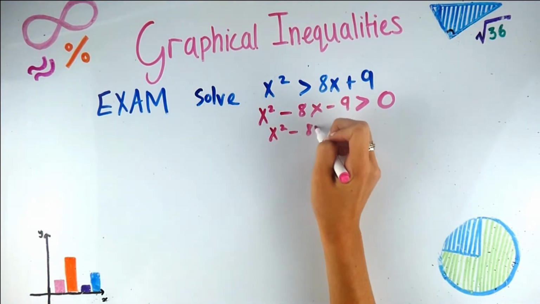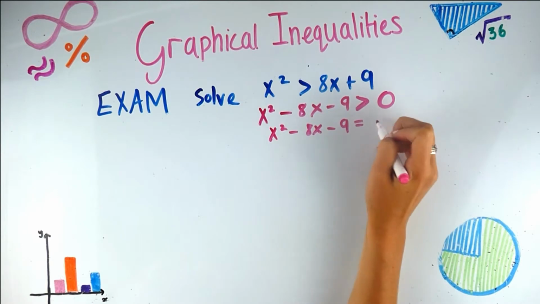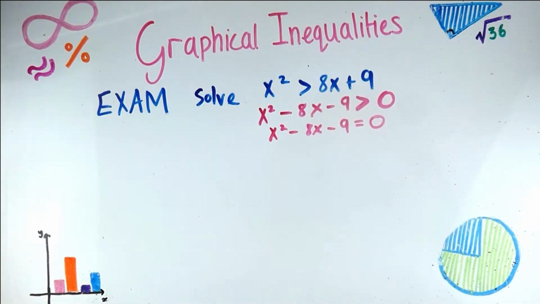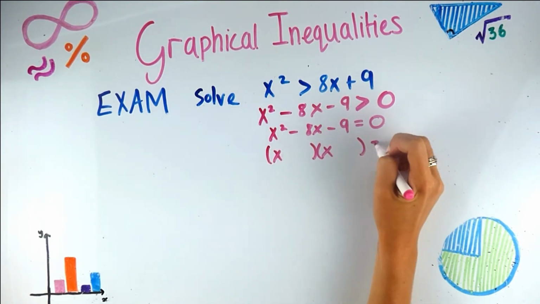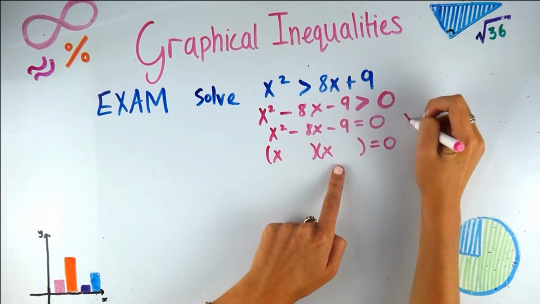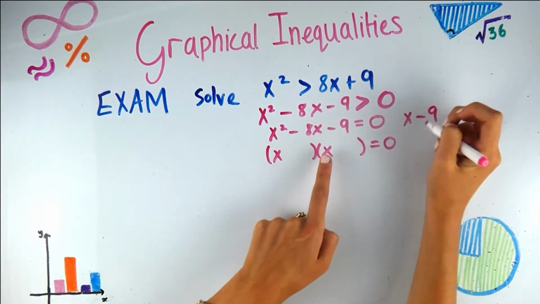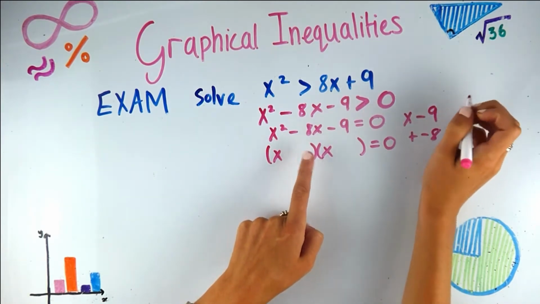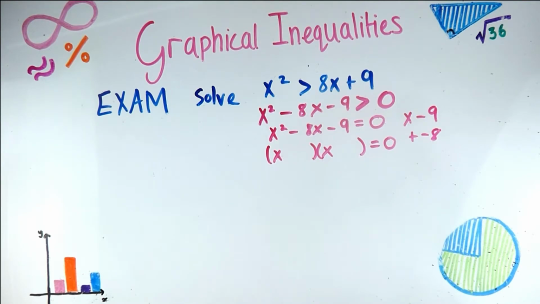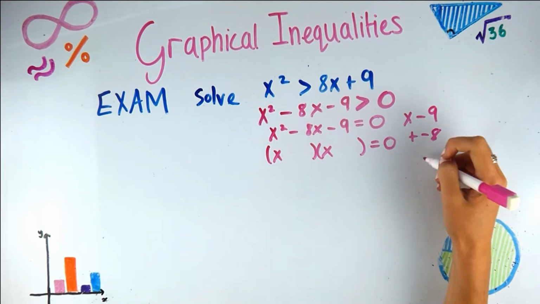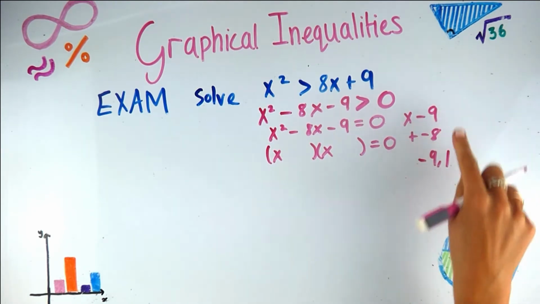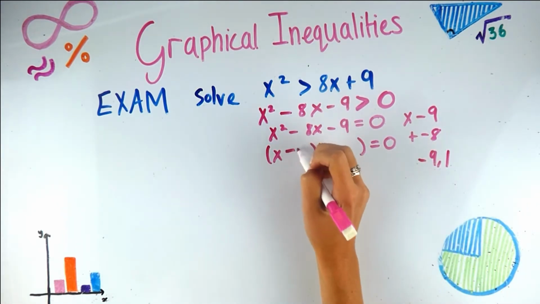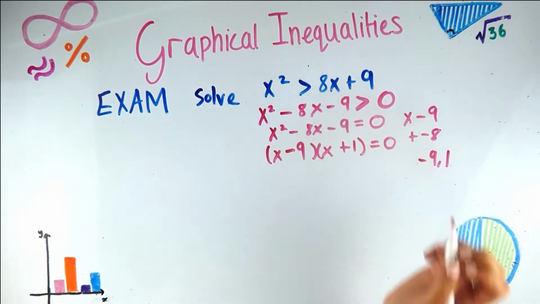So let's follow the recipe, the method we've just been doing. First of all, we set it to equal 0 and we solve. When we have quadratics, we have to factorise them. So let's find out what goes in here. We need two numbers that multiply to give minus 9 and add to give negative 8. That is going to be minus 9 and 1, because minus 9 multiplied by 1 is minus 9, and minus 9 plus 1 is minus 8. So minus 9 here, plus 1 here.